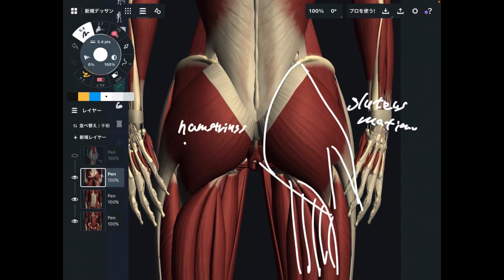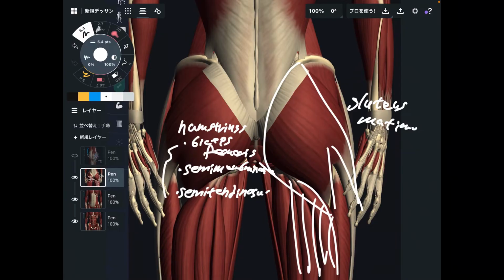There are three muscles in hamstrings, correct? First one is biceps femoris. Next one is semimembranosus. Third one is semitendinosus. These three muscles together, that is hamstrings. Yep, hamstrings also does posterior tilt.